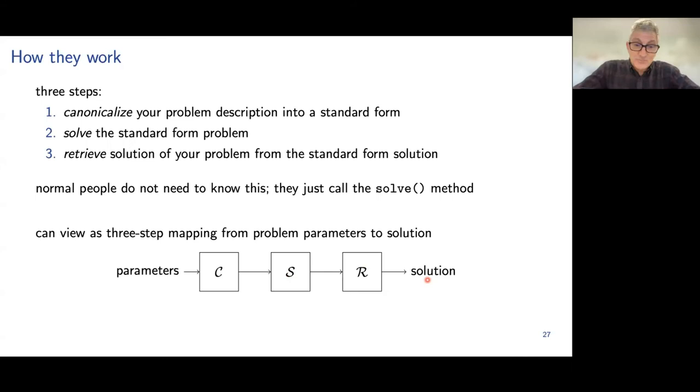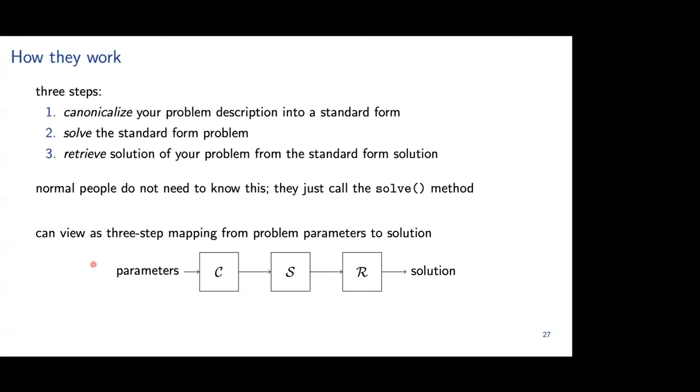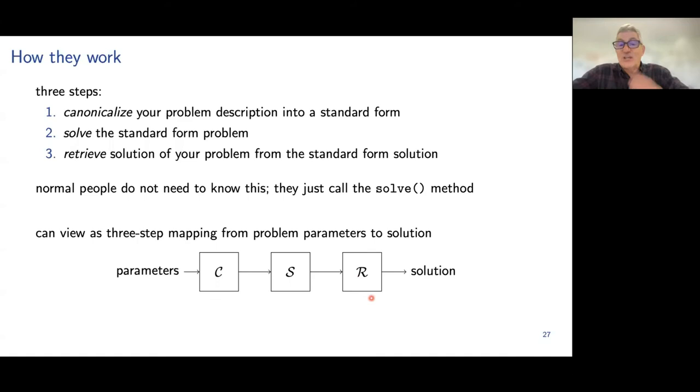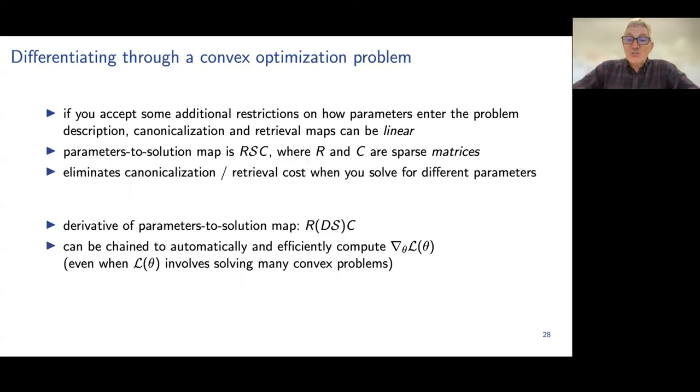By the way, if we're going to differentiate through this stack, we're going to differentiate the solution with respect to the parameters. This tells us a very good way to do this. It's going to be by the chain rule. We'll see the two of these are straightforward and one is tricky. Now, if you accept some additional restrictions on how the parameters enter into the problem, then the canonicalization and retrieval maps can be arranged to be linear, which is amazing. So basically, this is linear and that's linear.